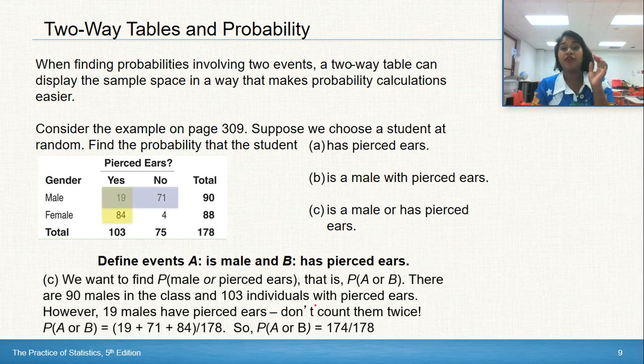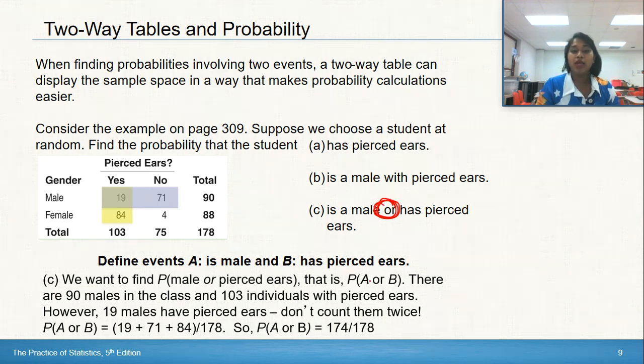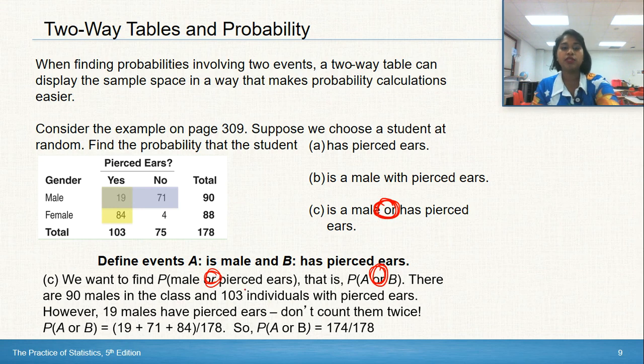And finally, C, if it is a male and has pierced ears. So this is the one that I thought we might struggle with the most, so I went ahead and showcased the answer. But we want to find male or, sorry, it's an or statement. And so we're not going to write and right here. We're going to write or. But in order to do the or, we have to be very cognizant of not repeating values. So I don't want to do 19 plus 84 plus 19 plus 71.